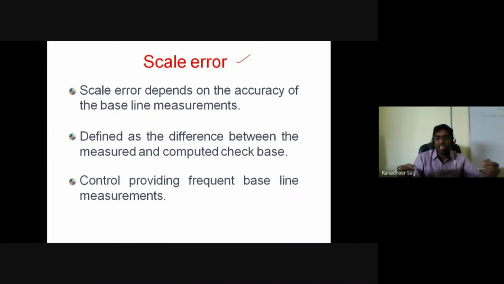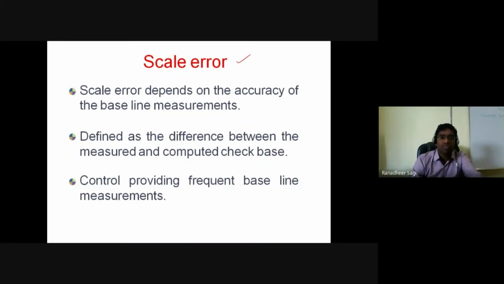In case the baseline itself that you have measured in the field is not very accurate, then obviously all the sides of that network that you are calculating would also have the error. Okay, so first we should understand how accurately you have measured your baseline. Depending on the accuracy of the baseline measurement, your accuracy in terms of the sides that you are calculating for the figures in the triangulation network would also depend on it.